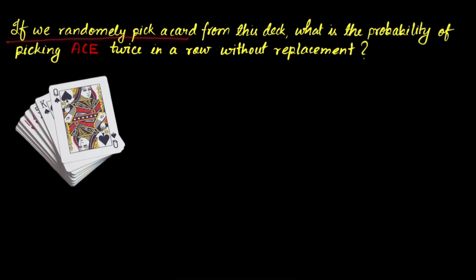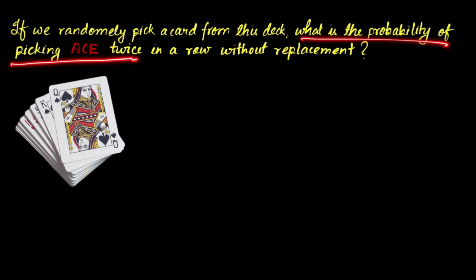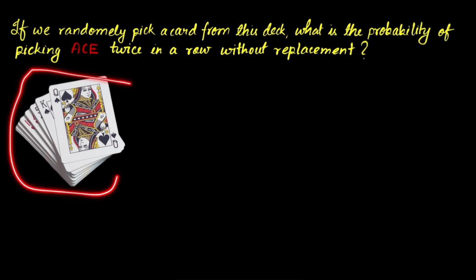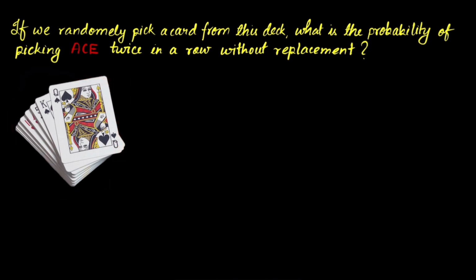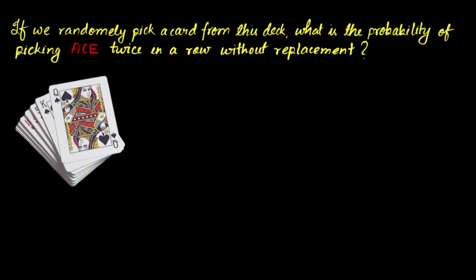If we randomly pick a card from this deck right here, what is the probability of picking an ace twice in a row without replacement? So you have a deck of cards and you are going to pick two cards in a row. The question is, what is the probability that those two cards you picked in a row, both of them turn out to be ace? And the cards you pick are not to be replaced. That is, once you pick, the card is removed from the deck. The card is not again added to the deck.